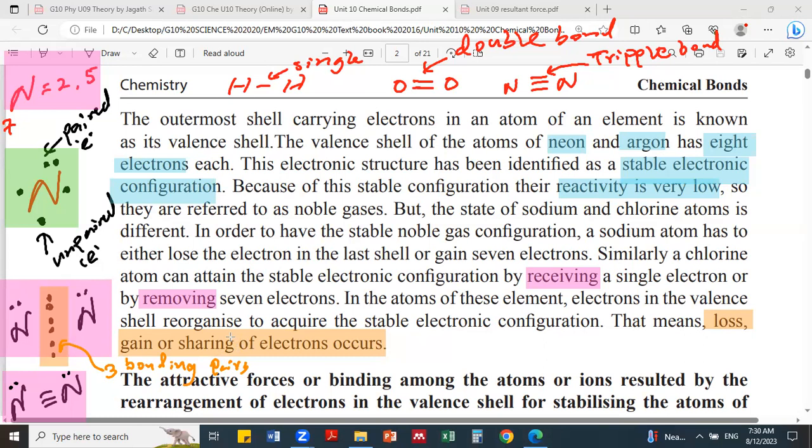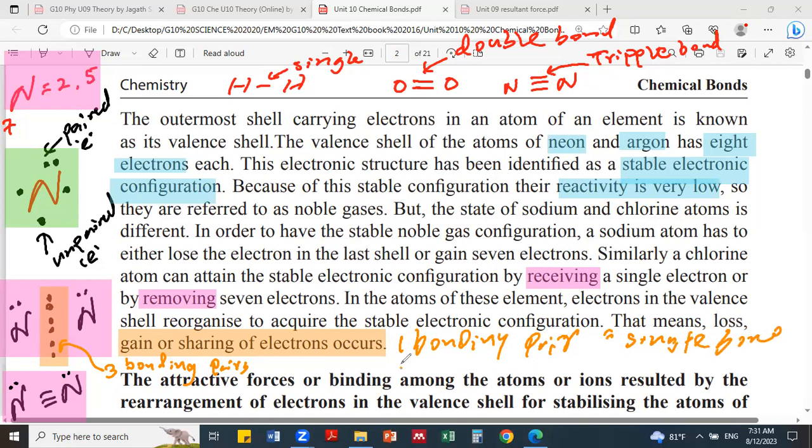1 bond means 2 electrons, right? 1 pair, 1 bonding pair equals 1 bond. That also you have to understand. 1 bonding pair equals 1 bond. If there's only 1 bonding pair, that is a single bond. Is that clear?